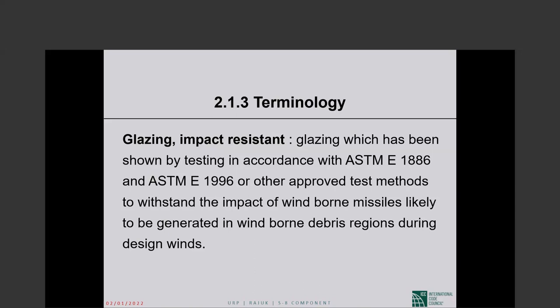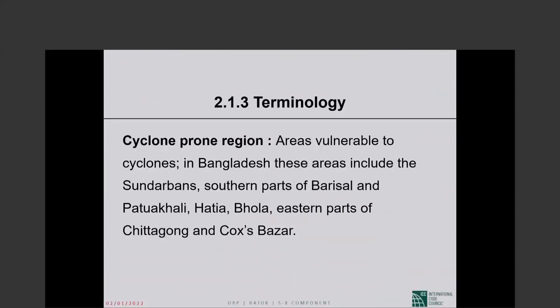Okay? So impact resistant glazing, glass that will remain intact upon impact from small missiles and large missiles. I think that's probably enough of a description.